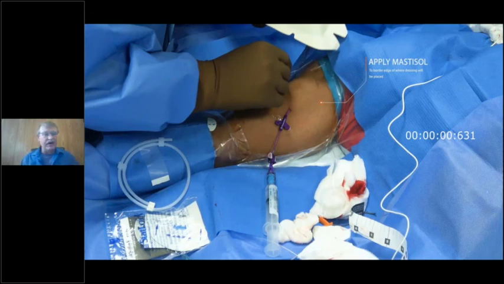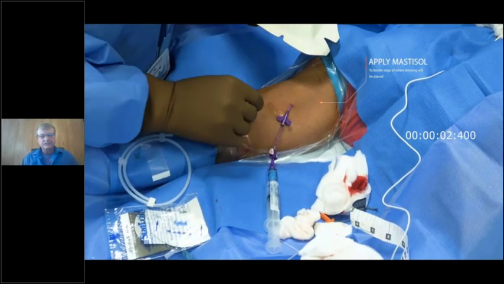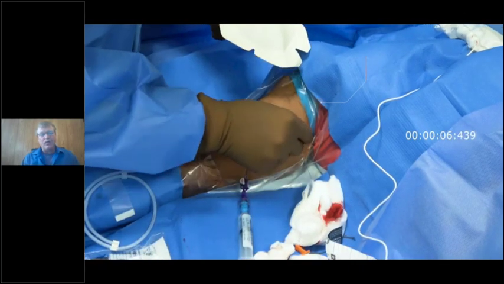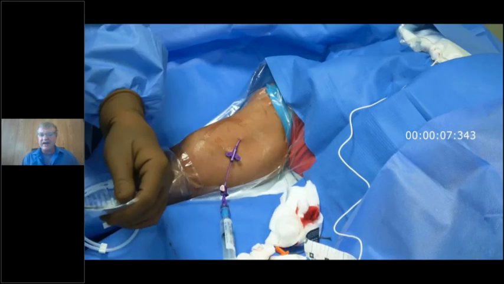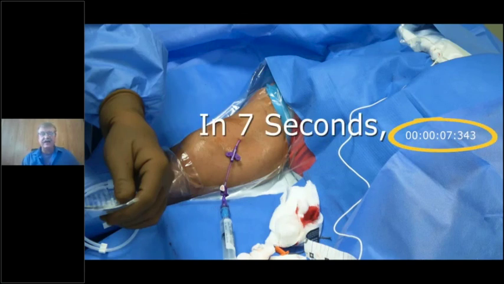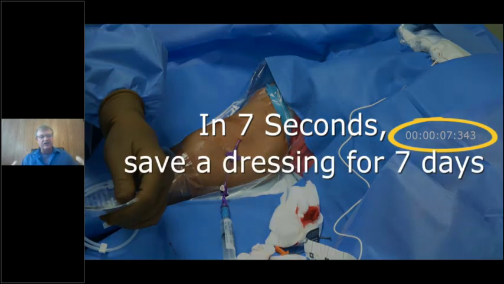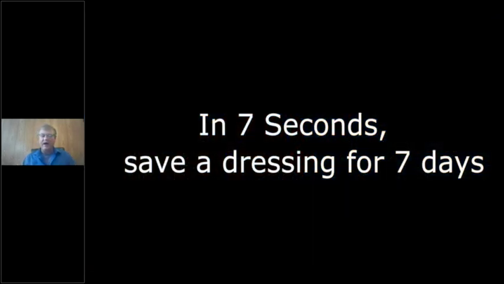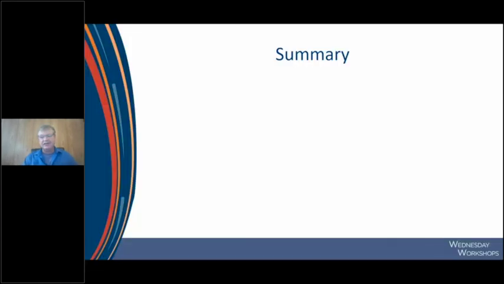This is me putting a line in. I'm using Mastic, and I'm going to show you how long it takes to apply this. You're going to simply paint a window around the edge. It's not like you have to paint this stuff on. It takes 7 seconds, and in 7 seconds, you can save a dressing for 7 days. That's what I learned when I was at Shelley's hospital, and it was absolutely amazing to me.